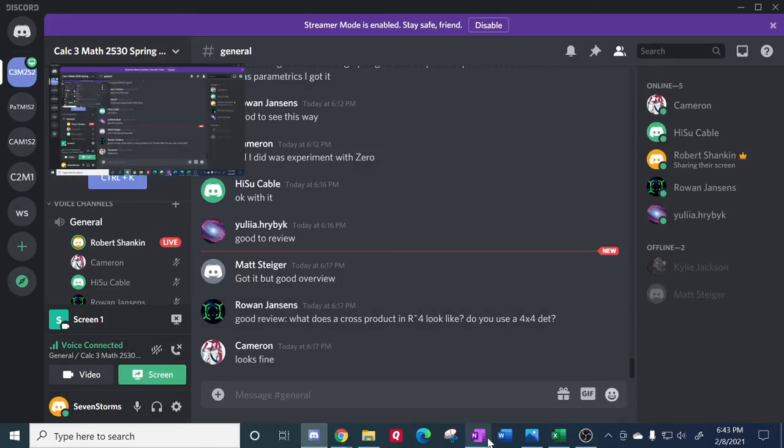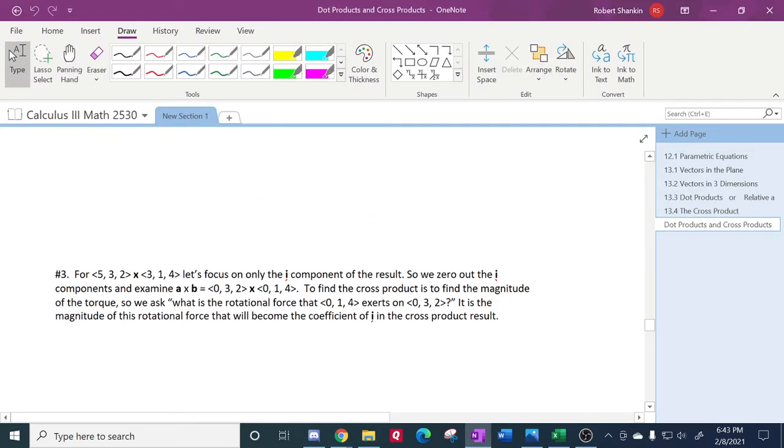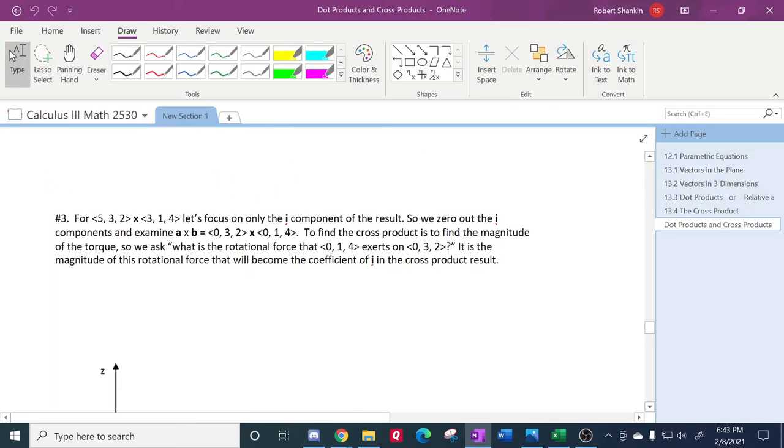All right, let's get started again. So the vectors that we looked at last time, these two vectors, 5, 3, 2, 3, 1, 4. Let's focus on only the I component of the result. If we zero out the I components and examine A cross B, we've already done this. That was the first question that we had here, with zeros in the X component.